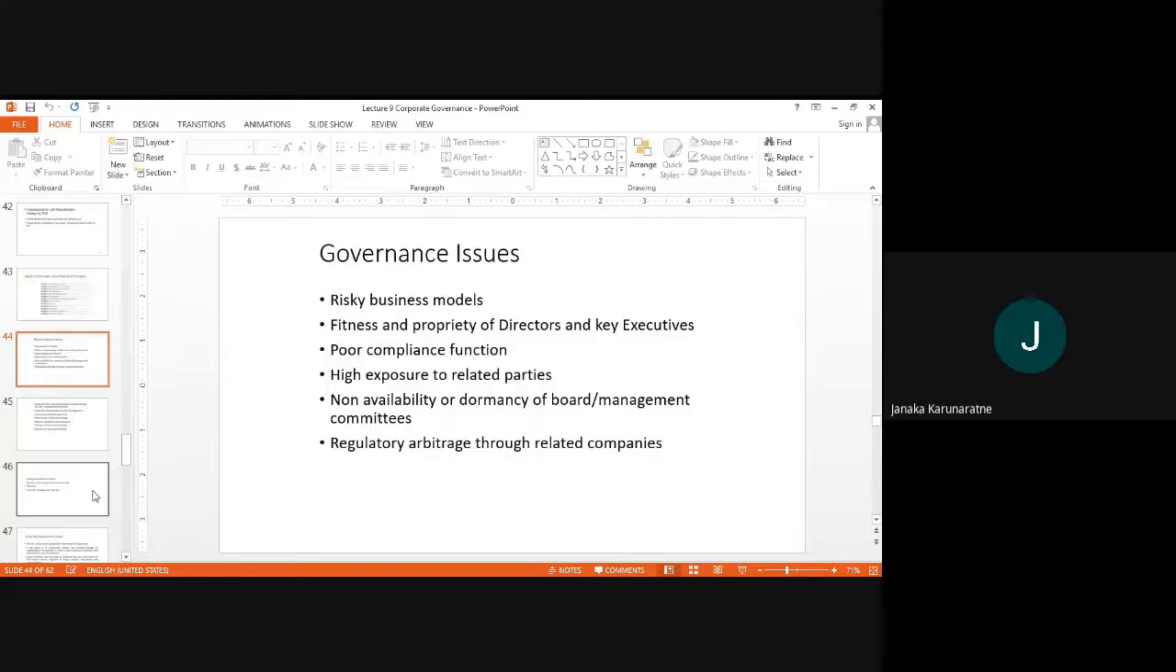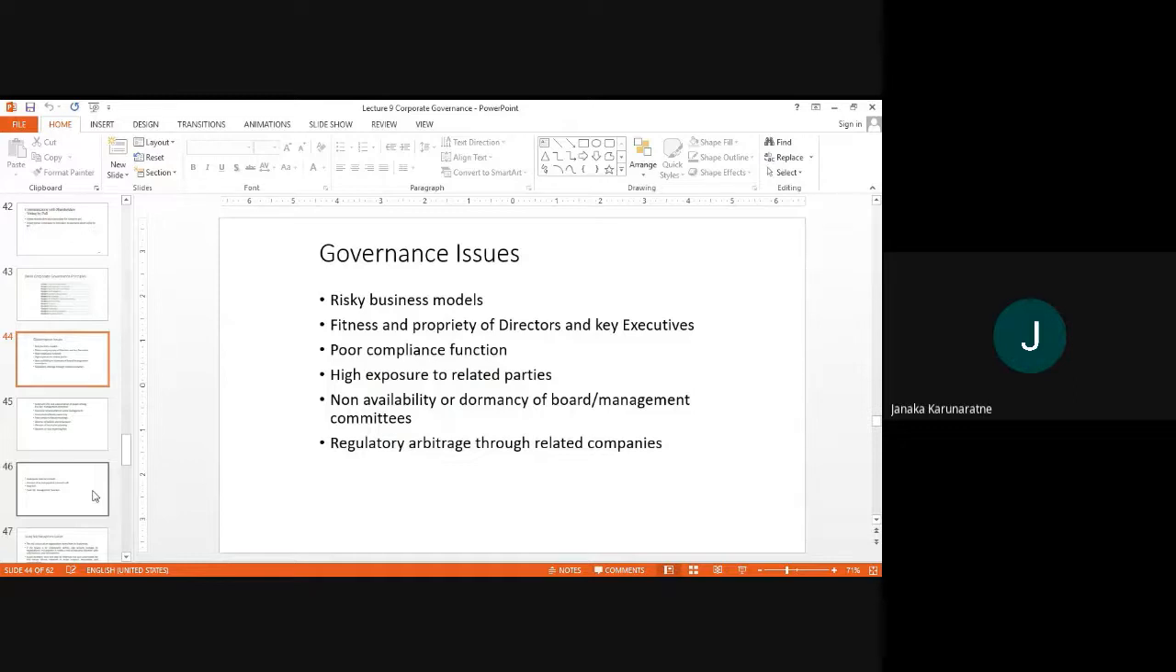Okay. Now, I think we discussed many failures around the world. If you look at these failures, you can identify many root causes. These are common general causes, or we can say governance issues. These failures could be a result of many issues, but what are the main governance issues?